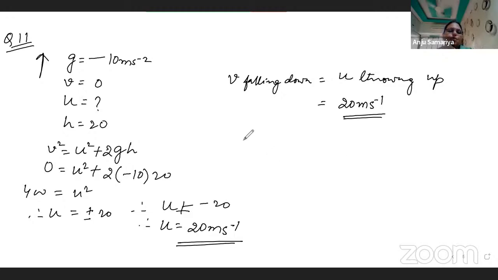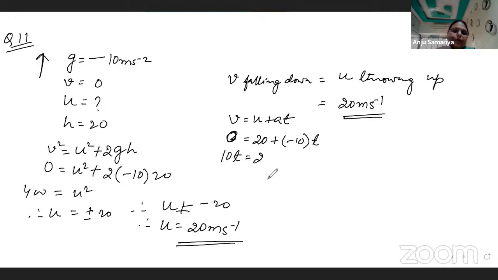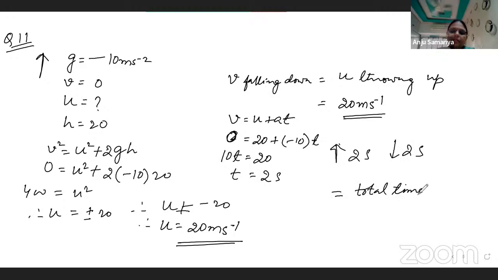Total time for the journey, you have to find out. So we know that V is equal to U plus AT. So 0 is equal to 20 plus minus 10 into T. So 10T equals 20. So T is equal to 2 seconds. So while going up 2 seconds, while coming down 2 seconds. You have to write, while going up 2 seconds, therefore while coming down 2 seconds. So total time is 4 seconds.